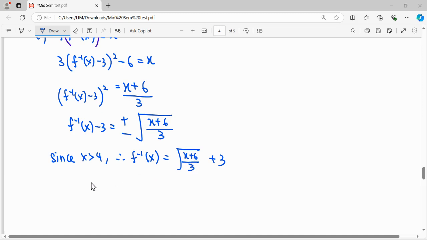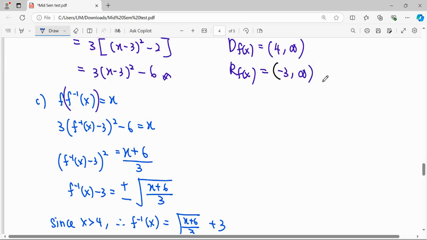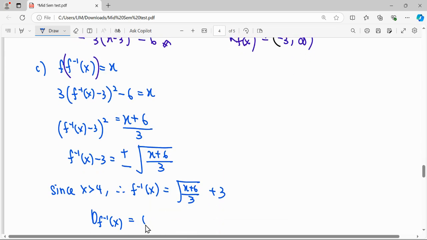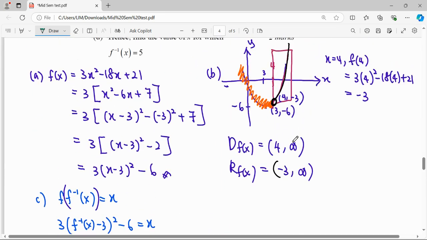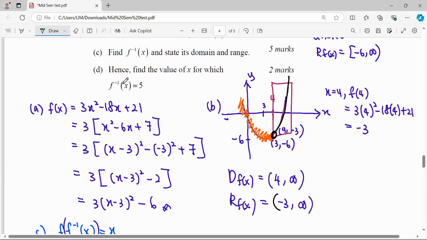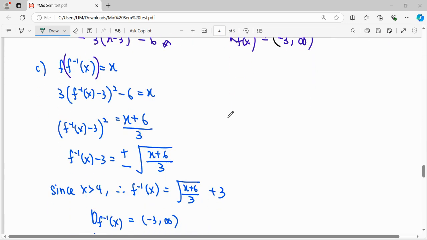Then to find the domain of f inverse, we refer to the range of the function, which is negative 3 to infinity. And to find the range of f inverse, we refer to the domain, which is 4 to infinity. Next, we're going to do question D, where it asks us to find the x when f inverse equals to 5. So when the f inverse function equals to the value of 5, this answer will be equal to 5.